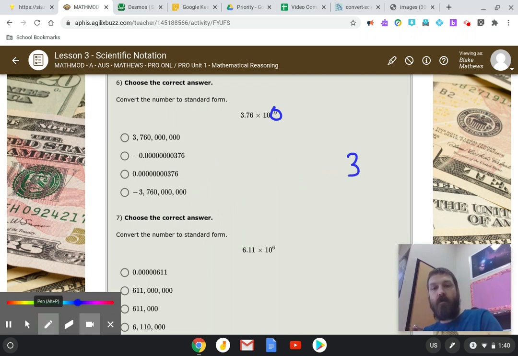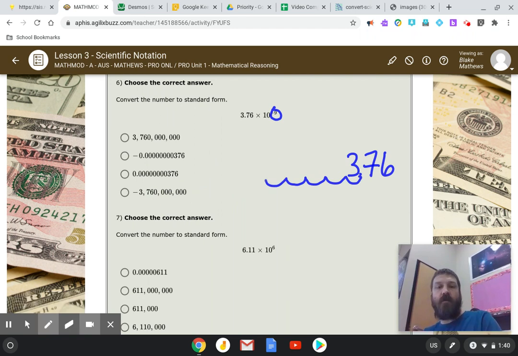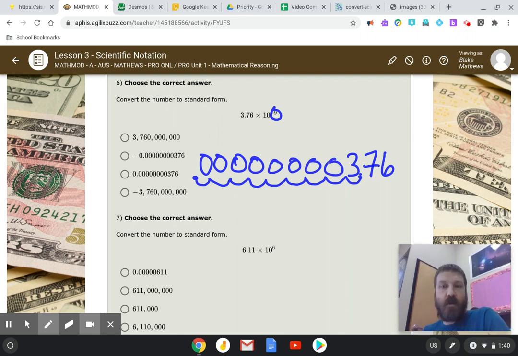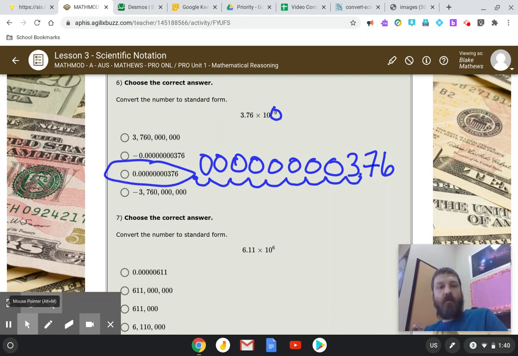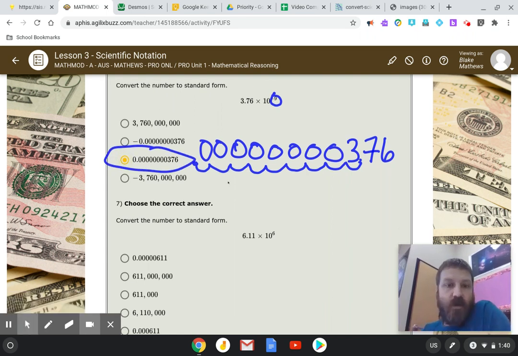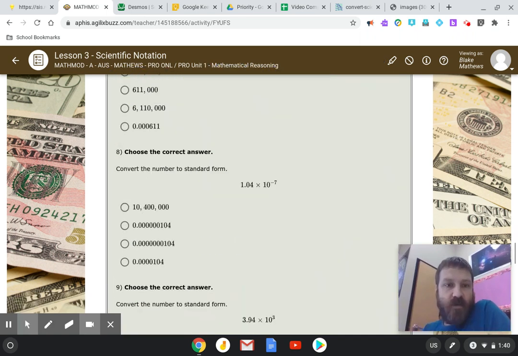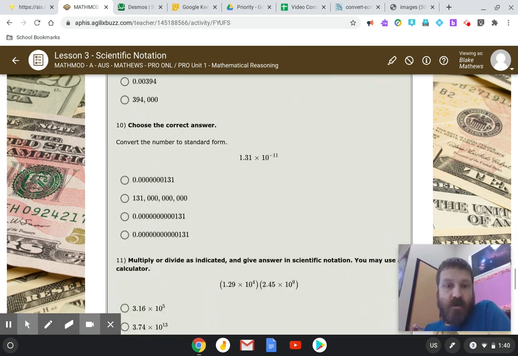How about 3.76? 1, 2, 3, 4, 5, 6, 7, 8, 9. 1, 0, 2, 0, 3, 0, 4, 0, 5, 0, 6, 0, 7, 0, 8 zeros ends up 0.08 of them, 376. So it looks like we've got the correct answer right there. So that's what you're doing in 6 and 5, 6, 7, 8, 9, 10.